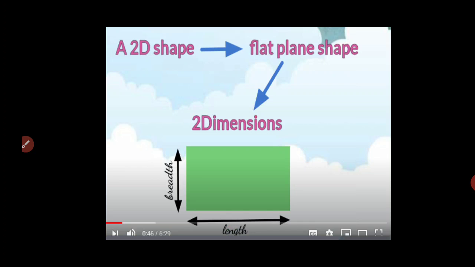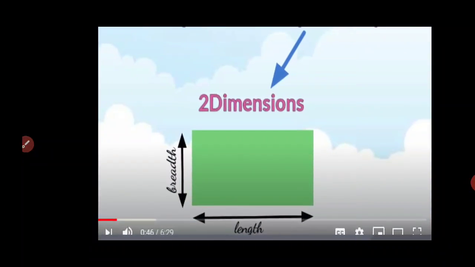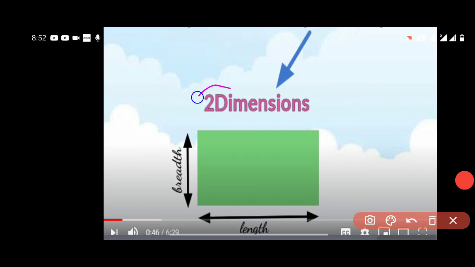So, let's understand what is a 2D shape. A 2D shape is also called a flat plane shape. So any shape which is flat and plane is called 2D shape. The word 2D basically means a shape having a length and a breadth is called 2D. 2D means two dimensions. The longer one is called the length and the shorter one is called the breadth. So any shape that has two dimensions is called 2D shape. Also remember, a 2D shape is a closed plane figure.